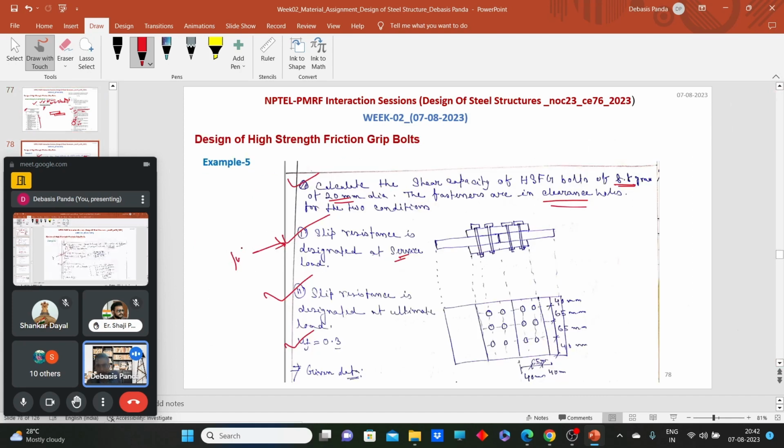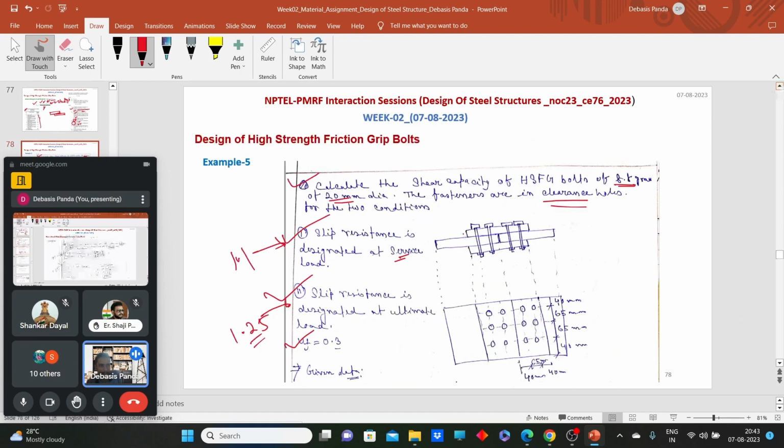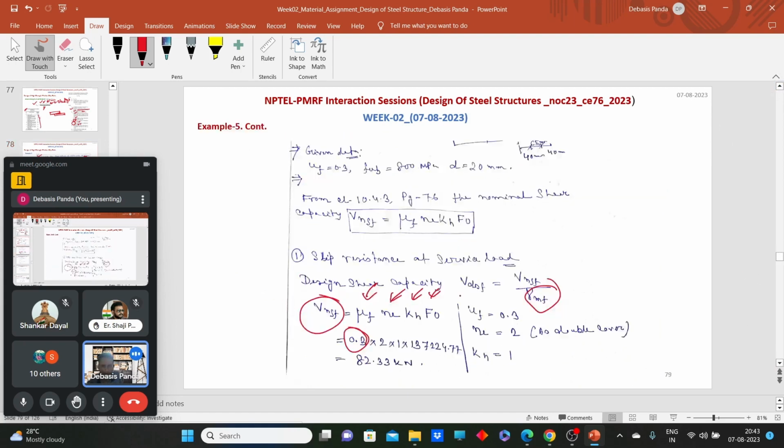So 1.1, and for this 1.5. So quickly calculate these portions. Here mu f is already given. Any number of planes offering the friction? Now tell me, how many planes are there offering the friction? Here one plane is there, here one plane is there. So we have 2.